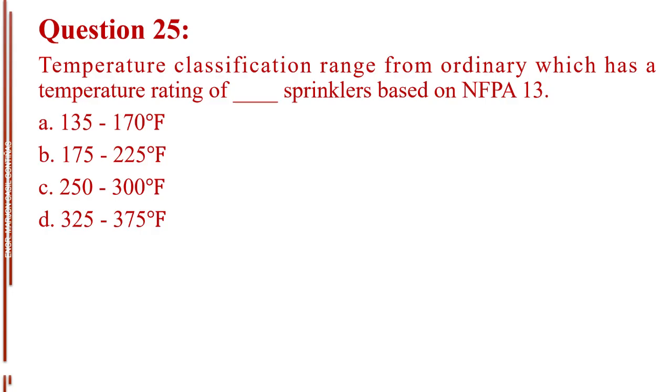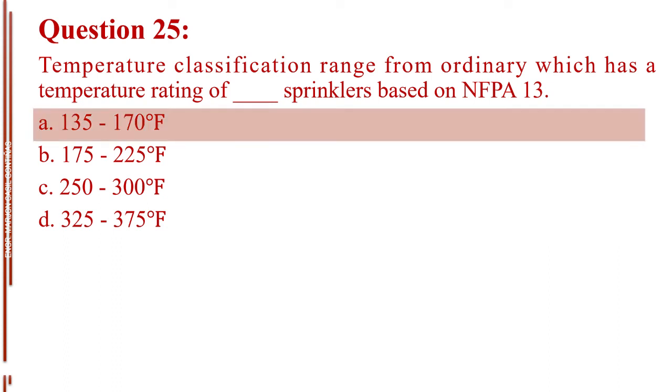Question number 25. Temperature classification range from ordinary, which has a temperature rating of blank sprinklers based on NFPA 13. Letter A, 135 to 170 degrees Fahrenheit. Letter B, 175 to 225 degrees Fahrenheit. Letter C, 250 to 300 degrees Fahrenheit. Letter D, 325 to 375 degrees Fahrenheit. The answer is letter A, 135 to 170 degrees Fahrenheit.